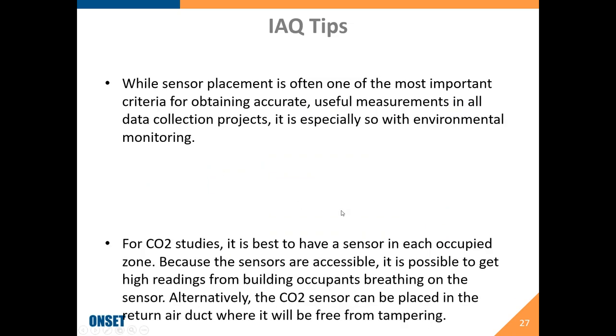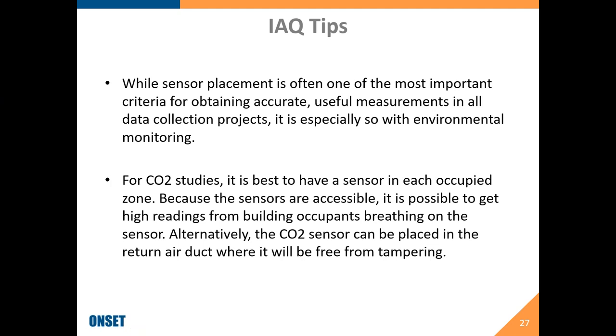Now, sensor placement is a difficult thing to approach because sensors in general will read an approximation of 1,000 to 2,000 square feet, more or less. But factors such as airflow and the layout of a building in general can greatly impact the data that you're collecting and skew it.